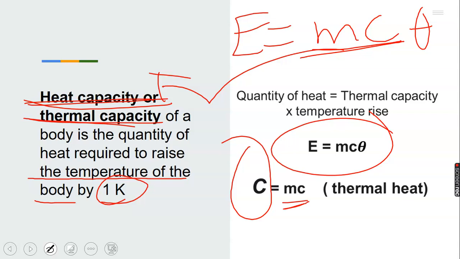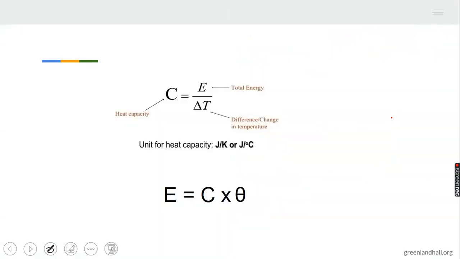To calculate our quantity of heat, it is equal to thermal capacity multiplied by the temperature rise. Take note, there is a difference between thermal capacity and specific heat capacity. Heat capacity is when we are talking about the entire mass, while specific heat capacity is when we are talking about a portion, like 1 kilogram of that substance.